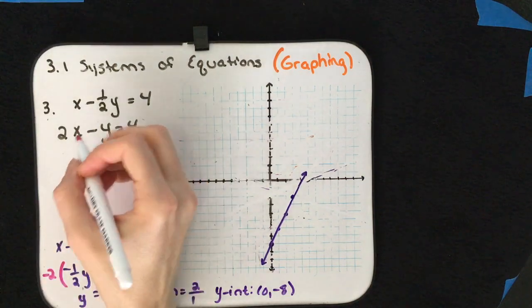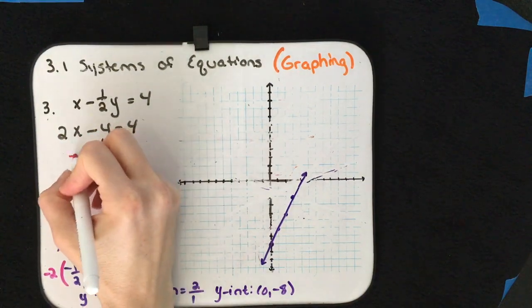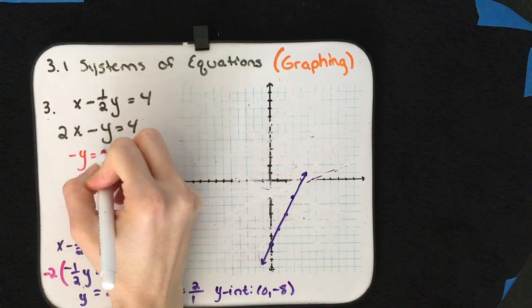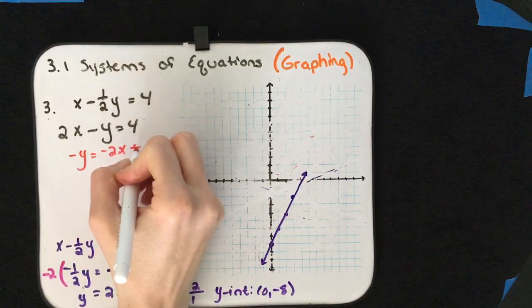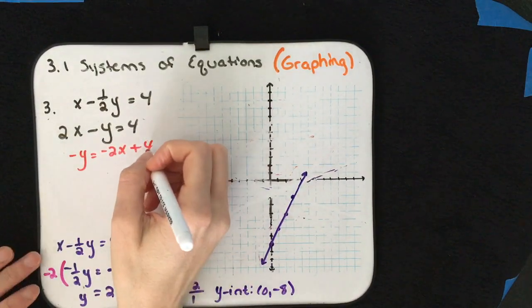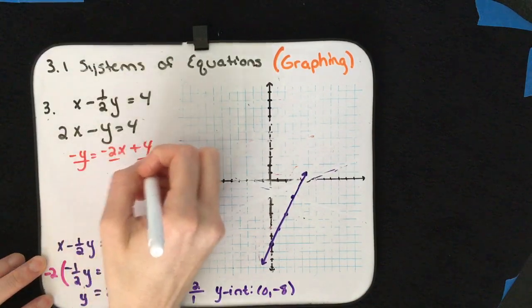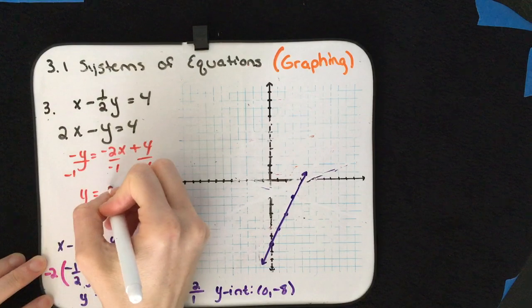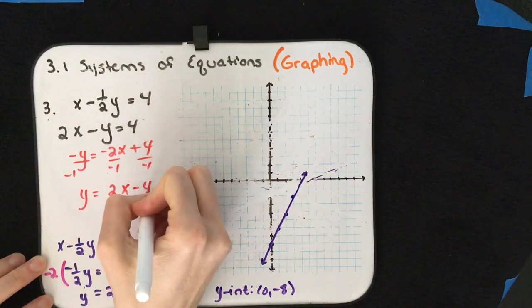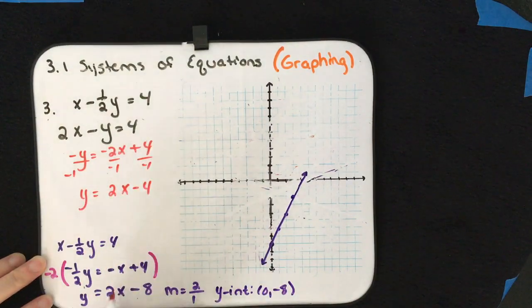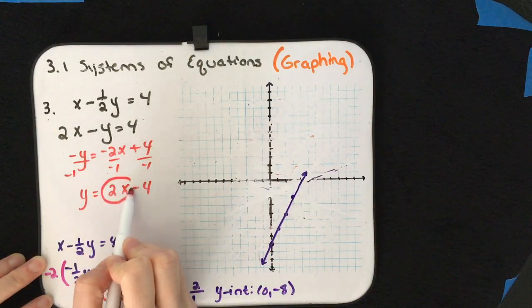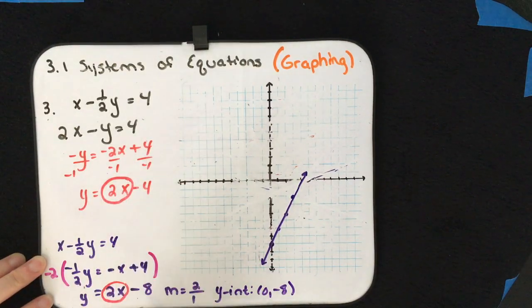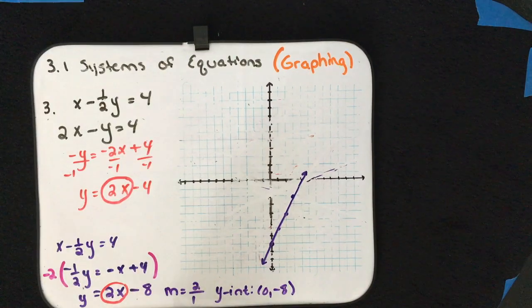So for this one, we need y by itself, so let's move the 2x over. So we have negative y equals negative 2x plus 4. We can divide each piece by our negative 1. So y equals 2x minus 4. Almost the same. Look right here. The slope is the same, but minus 4, minus 8, those aren't quite the same.